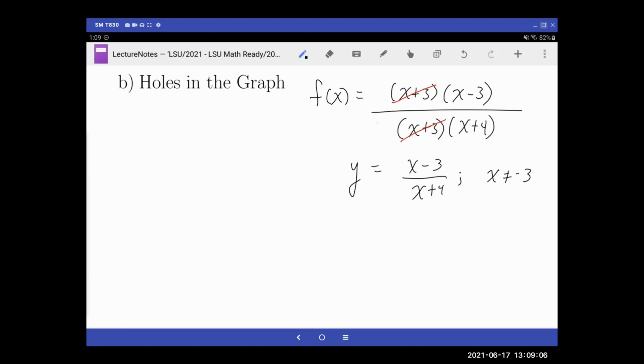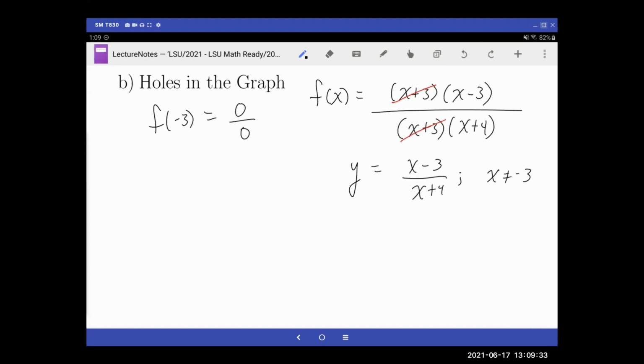These two functions are the same except whenever x is -3, because if I plug in -3 into the function, I get 0 over 0, right? Because plugging in -3 right here plus 3 would give me 0 on the top. Plugging in -3 right here would give me 0 on the bottom. So I would get 0 over 0, which is indeterminate. We don't actually know what that is.